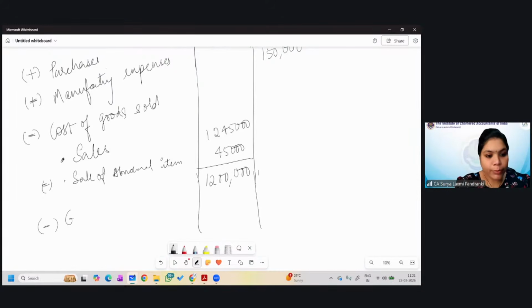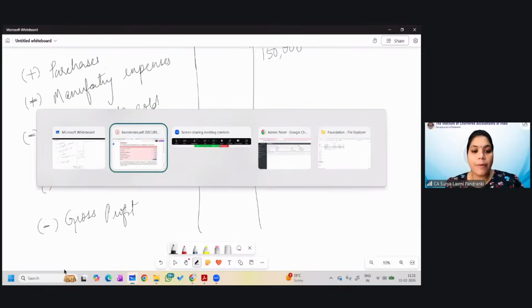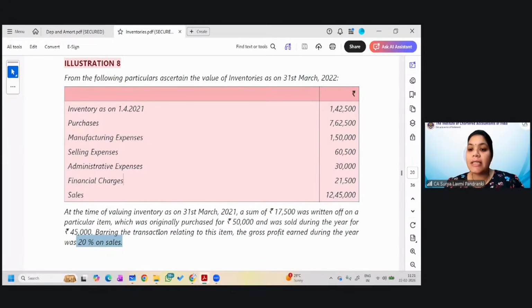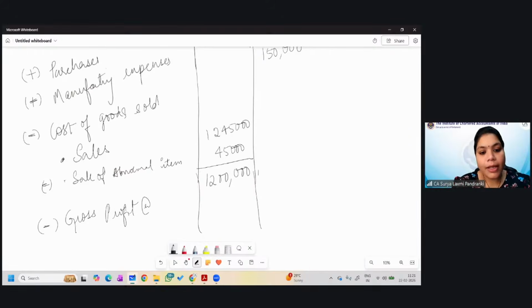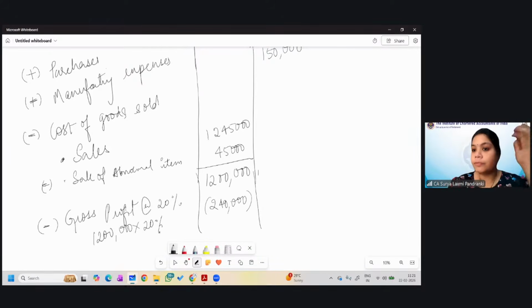Now you will have to remove gross profit from it. What is the gross profit percentage? They told it is 20% on sales, right? So this will be at the rate of 20%. So 12 lakh into 20%. How much is this? 2,49,000. Why, Subhash? Why 2,49,000? I think 240. Many are giving 240 as the answer. Quickly check again. Okay, fine, maybe it is an error. 2,40,000 is the right answer.